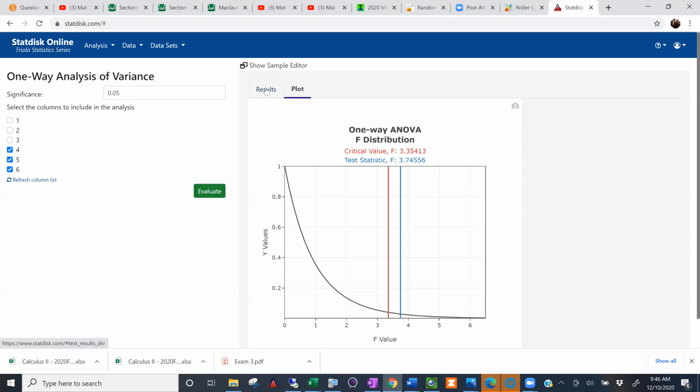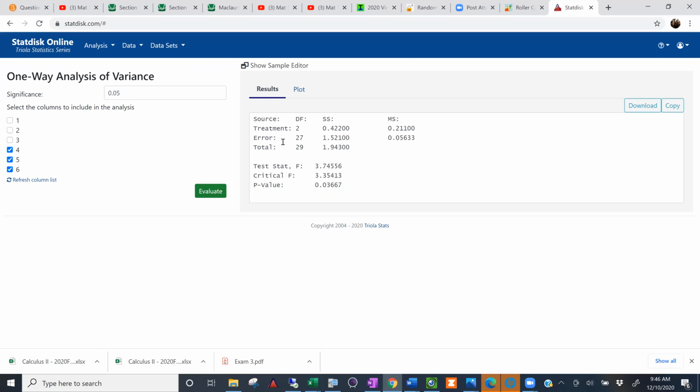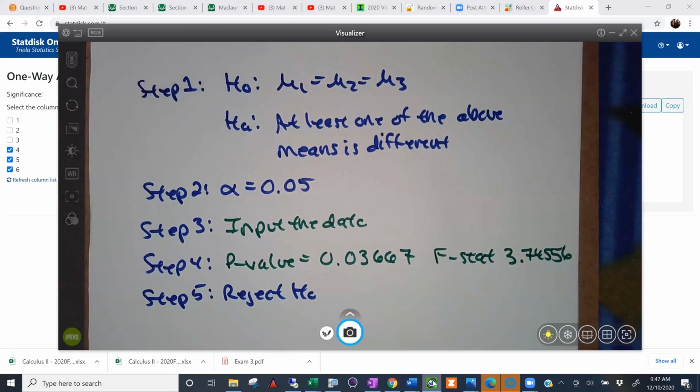So based on the p-value, let's take a quick look back. What's going to be our decision in step 5 based on the p-value? Reject H0. Excellent. Thank you, Carly. Reject H0 because the p-value is less than alpha.